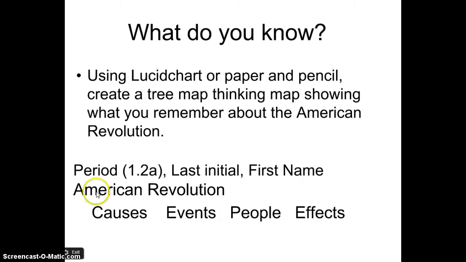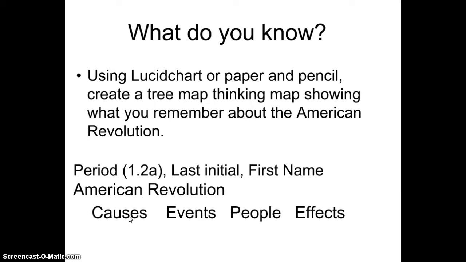Then you're going to say American Revolution, that's your title, and underneath it you're going to make 4 columns. And those 4 columns are causes. That's what we're always looking at. What caused this? What were the events? What are the things you remember happening during this? Who were the people? And what were the effects? And so we're going to start with what you remember.